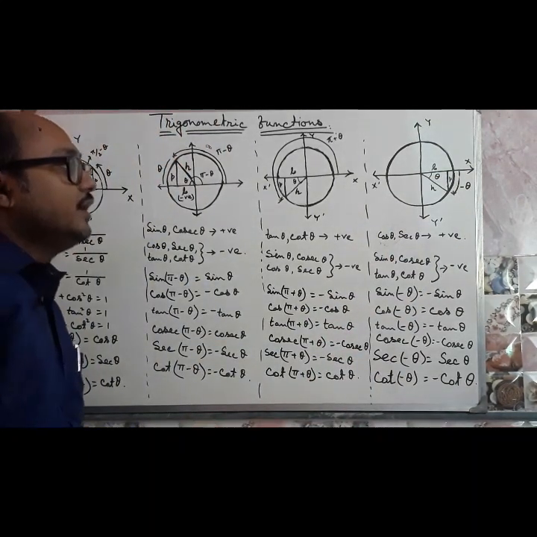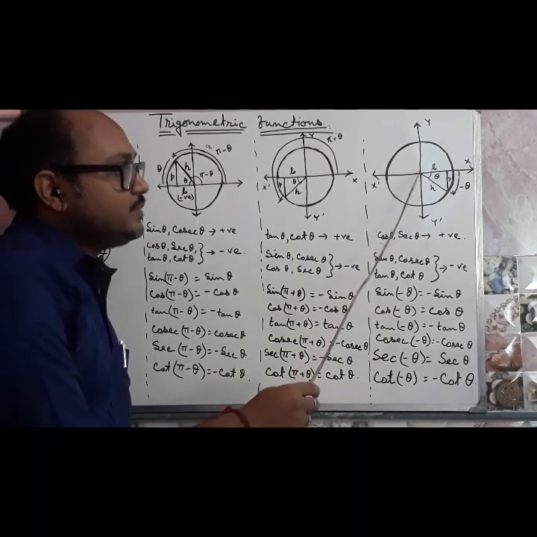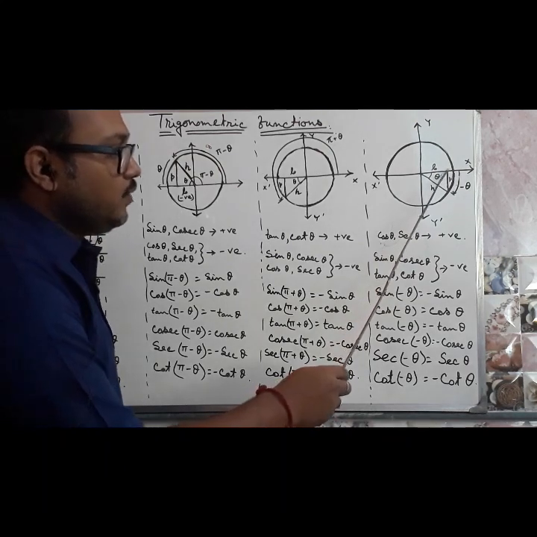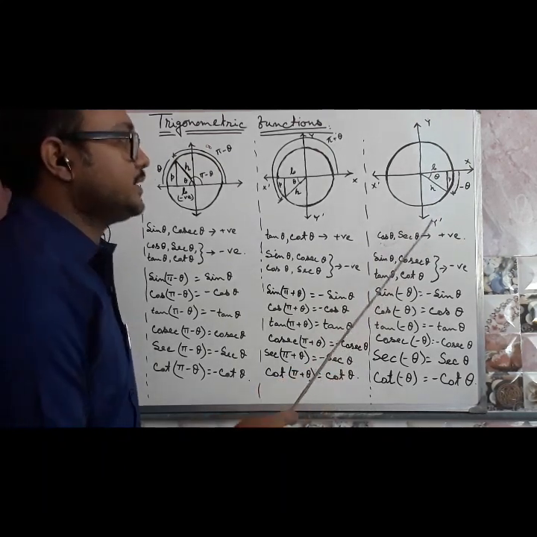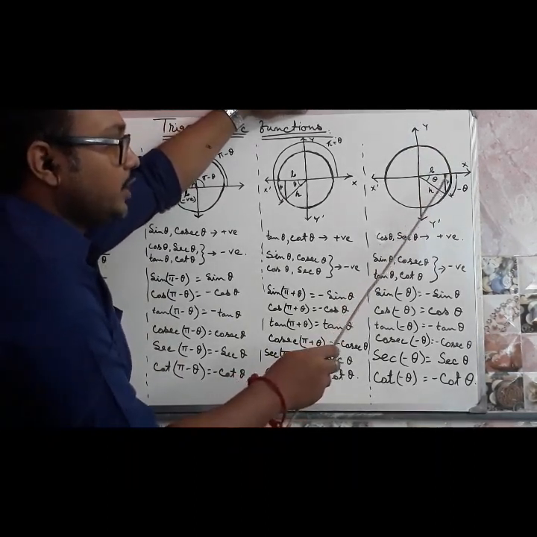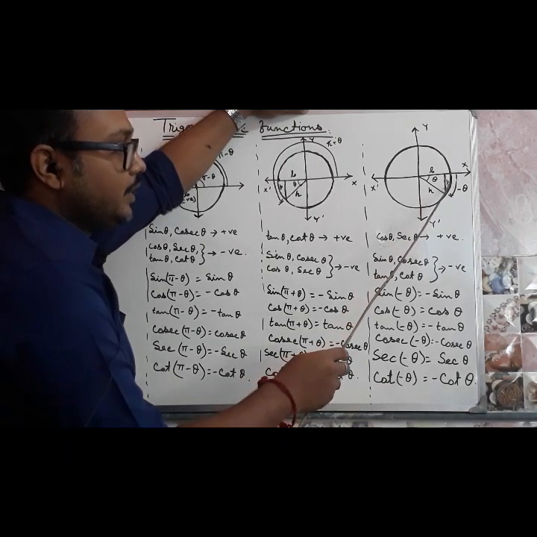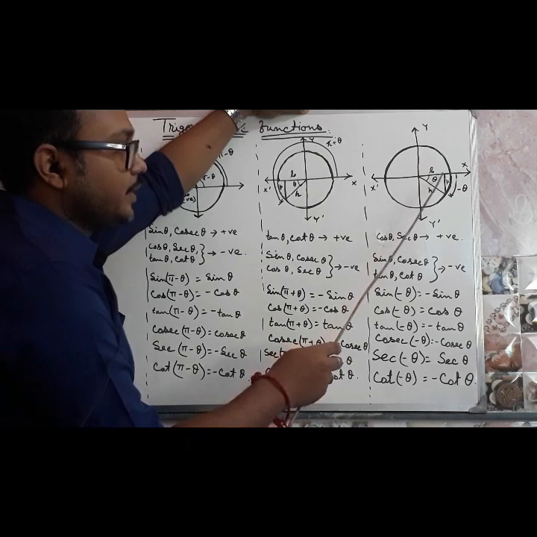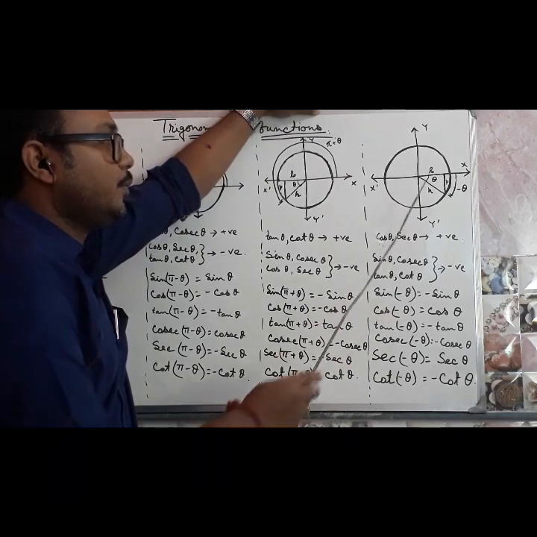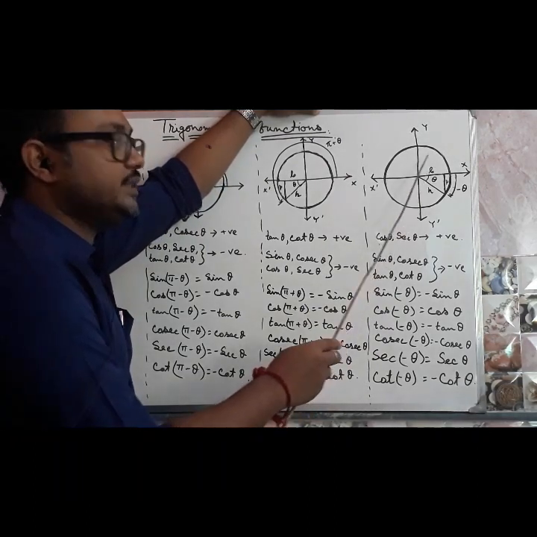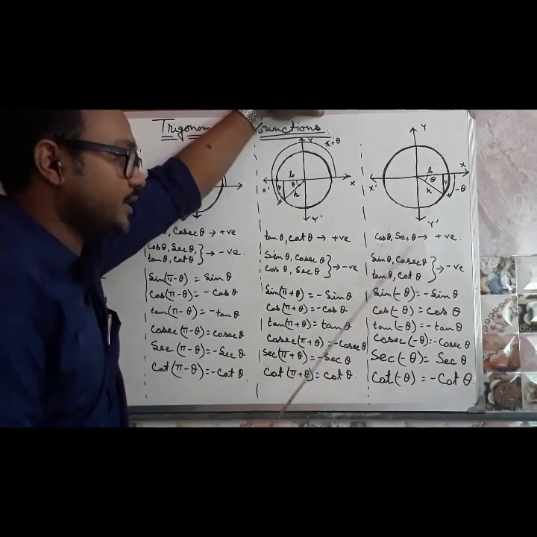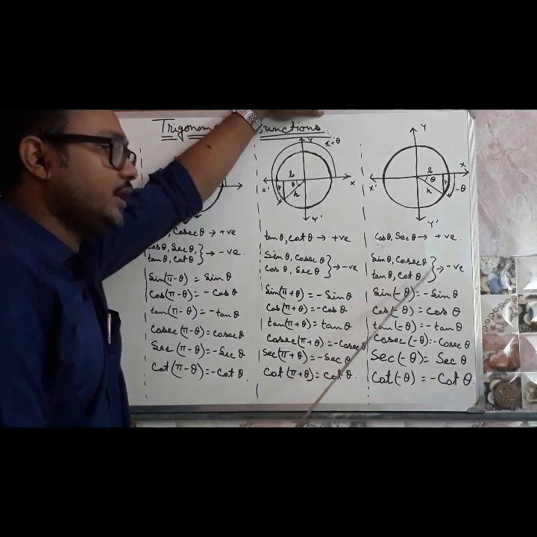You see, in this triangle the base is measured in the positive direction of the x axis, so the base is positive, but the perpendicular is measured along the negative direction of the y axis, so the perpendicular is negative here. That means perpendicular by hypotenuse, hypotenuse by perpendicular, perpendicular by base and base by perpendicular, all these 4 trigonometric ratios will be negative, but base by hypotenuse and hypotenuse by base, these 2 trigonometric ratios are positive. That means cos theta and sec theta are positive and sin, cosec, tan and cot are negative.